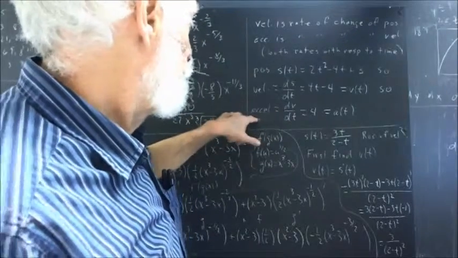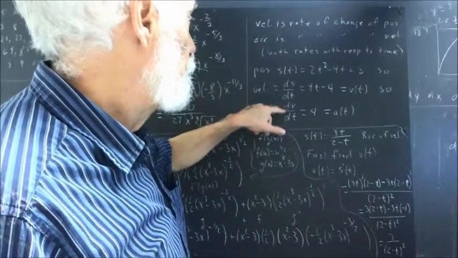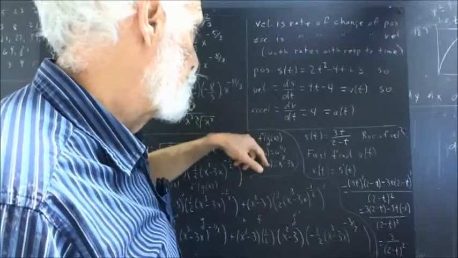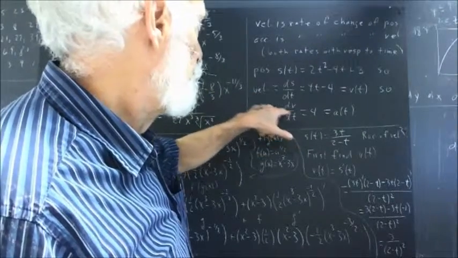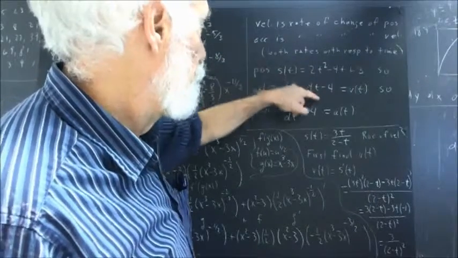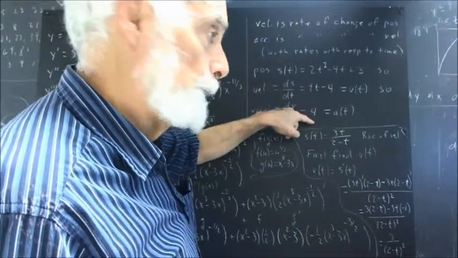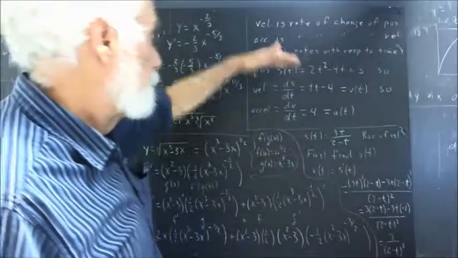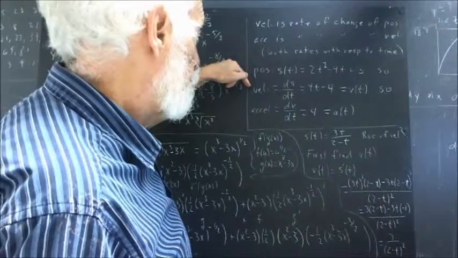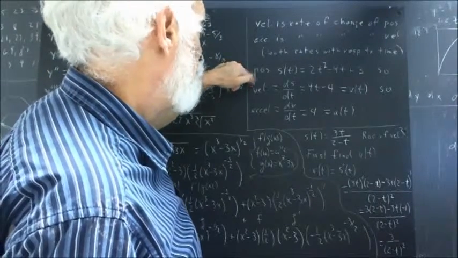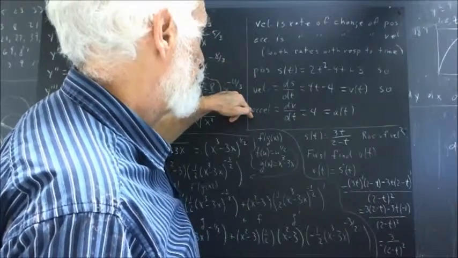And then the acceleration is the derivative with respect to clock time of the velocity function, and that is the second derivative of the position function with respect to clock time. We just take a derivative of the velocity function, we get 4. That's our acceleration function. So we have our position function. The first derivative is the velocity function. The derivative of that is the acceleration function.